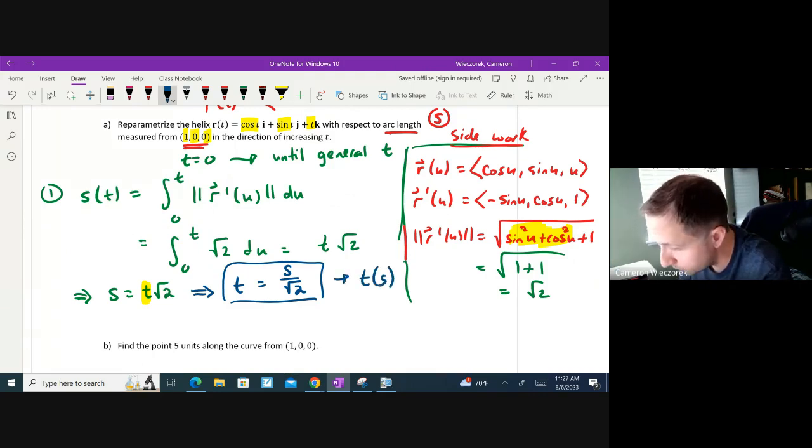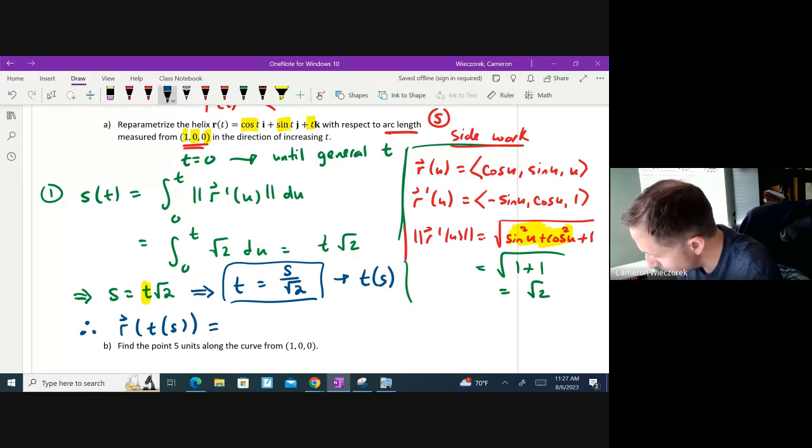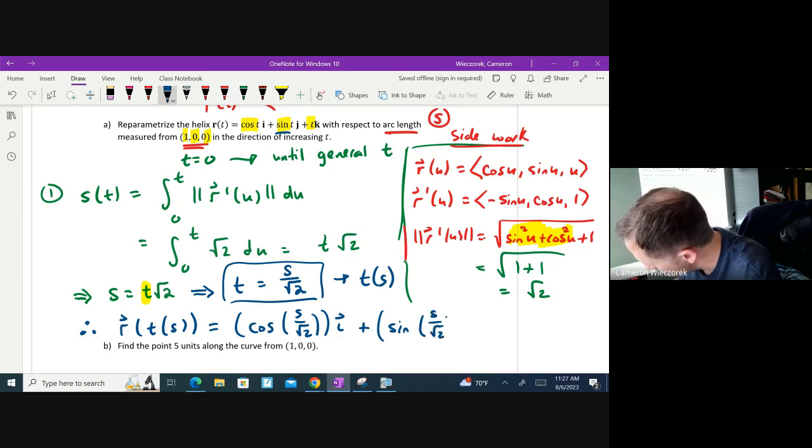So now when I re-parameterize, r of t becomes a function of s. We're expressing this in terms of arc length. The first component was cosine t, and now it's cosine of s over square root of 2, i. Plus the second component, which was sine, so this would now be sine of s over square root of 2, j. And the third component was t, which is s over square root of 2, k.